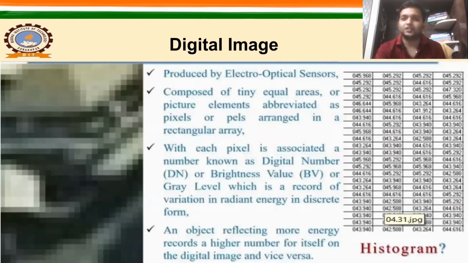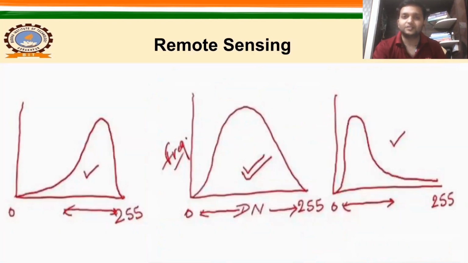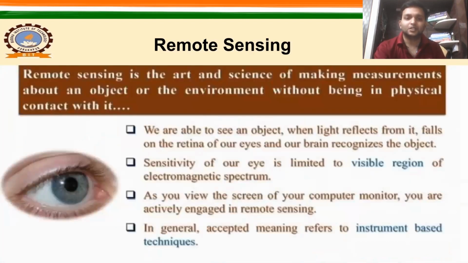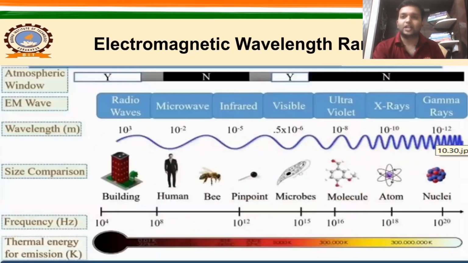Then we have seen what is a digital image, which is produced by the electro-optical sensor and is composed of tiny equal areas. Then we have seen what remote sensing is and the significance of the digital number. Remote sensing is the art or science of making measurements about an object or the environment without being in physical contact with it.